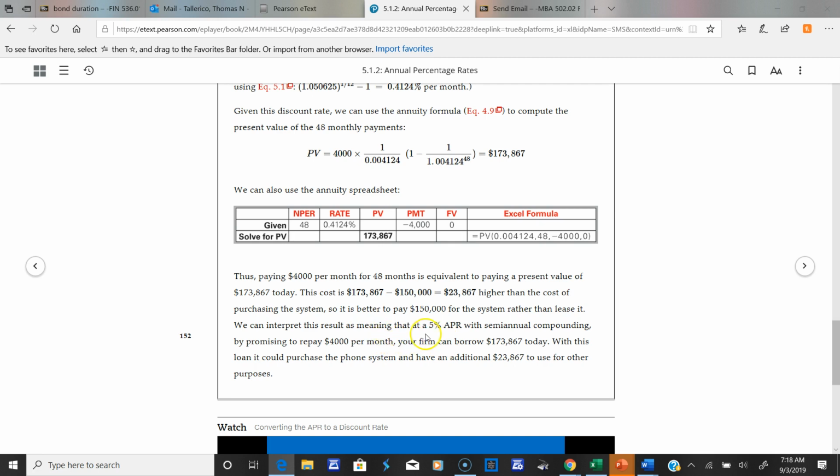So basically what they're saying is a 5% APR with semi-annual compounding, basically to repay $4,000 a month, it's like saying you can borrow $173,867 today.